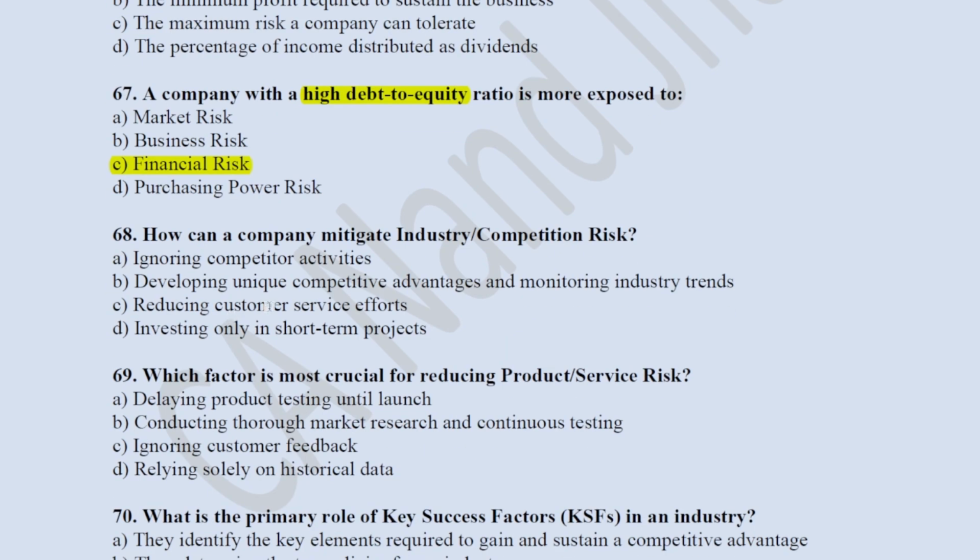How can a company mitigate industry or competition risk? Ignoring competitor activities. No, you cannot ignore your competitor. Developing a unique competitive advantage and monitoring industry trends. Yes. Reducing customer service, investing only in short-term projects. No. So the answer should be B.